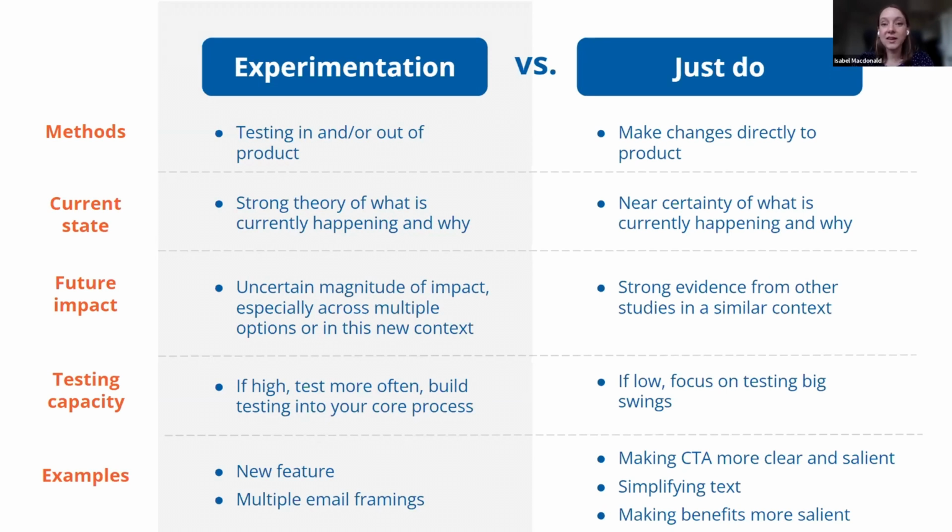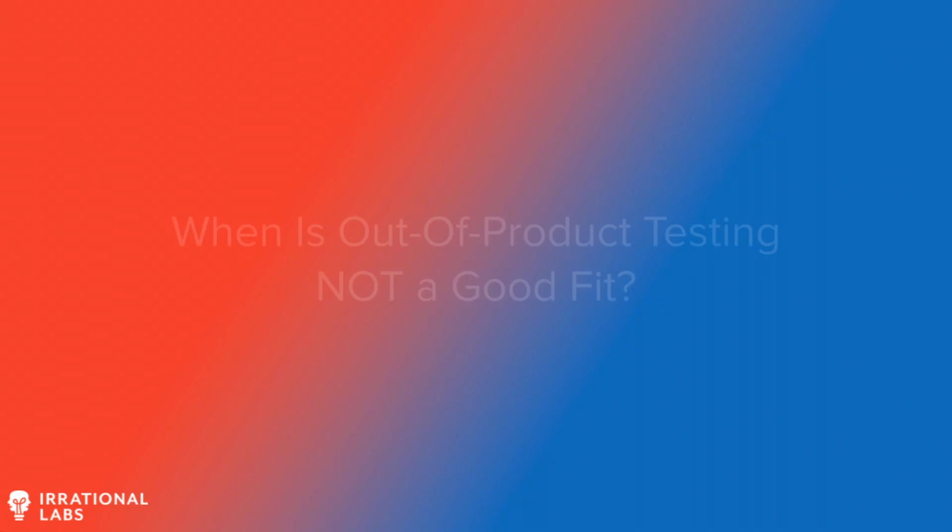If you do think you might have a just do, you really want to have almost complete certainty that this will be helpful, and really strong evidence from prior literature to support that assumption. Versus experiments, we have hypotheses, but we don't have as much certainty. And so there are some questions we need to answer before we make those changes in product.